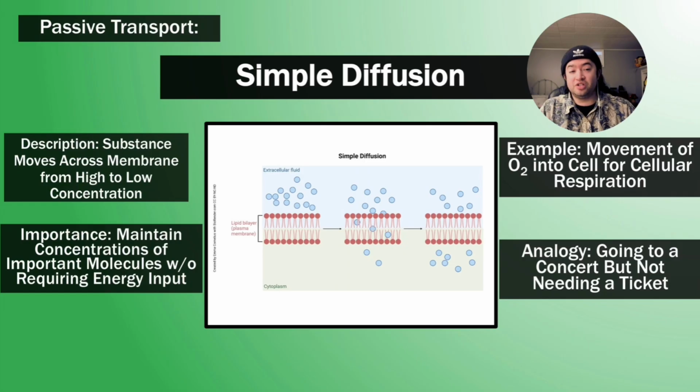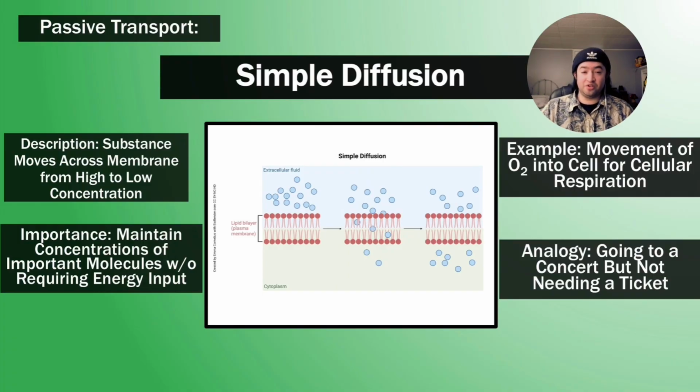In simple diffusion, a substance will have a higher concentration outside the cell, where the concentration is lower inside the cell. The substance will then diffuse into the cell, going across the plasma membrane. This process is important as it helps maintain healthy concentrations of molecules inside and outside a cell without requiring the input of energy to move these molecules, like in other transport mechanisms like active transport and facilitated diffusion.